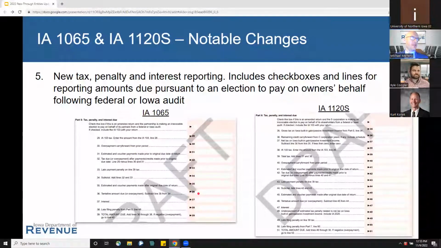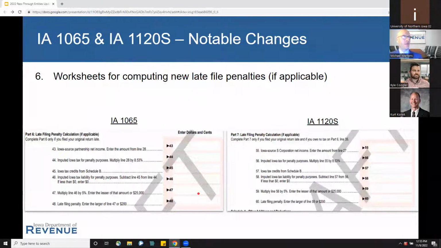There's also some additional lines on the returns starting in 2022 for tax, penalty, and interest. This will also include check boxes for reporting amounts due pursuant to an election to pay following a federal or Iowa audit, which we'll talk about here in a few minutes. And then we just talked about that new late file penalty that partnerships and S corporations could be subject to. The 2022 returns will have a worksheet directly on the return to calculate that late file penalty if it's applicable to that entity.